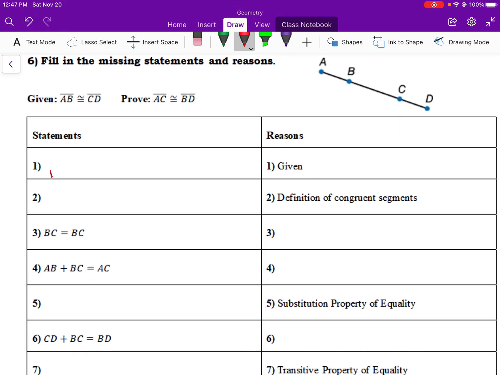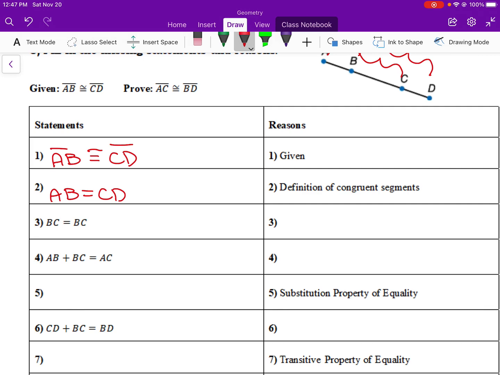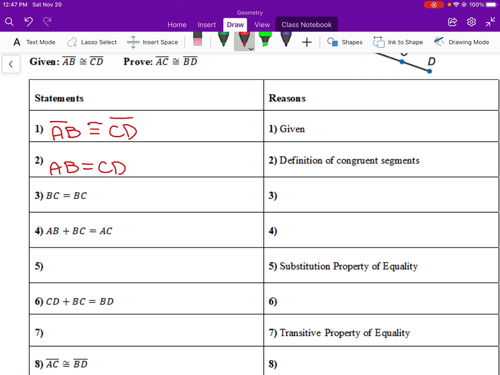Last one. We have our given statement that line segment AB is congruent to line segment CD. That's my given. And I want to prove that line segment AC is congruent to line segment BD. Okay, so from this diagram and from the information I've been given, I can establish that AB equals CD. This is just my definition of congruent segments. If the line segments are said to be congruent, then their values are actually the same. We're just changing the nomenclature again. Then we know BC equals BC. This is my reflexive property. Literally a thing equals itself.